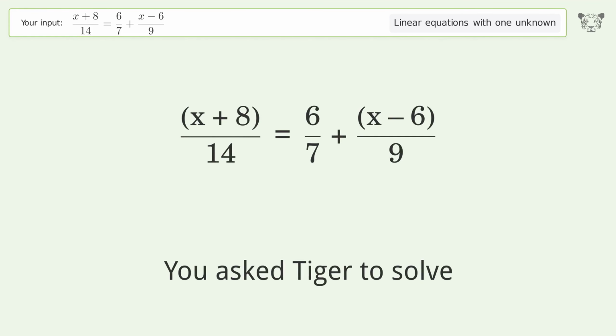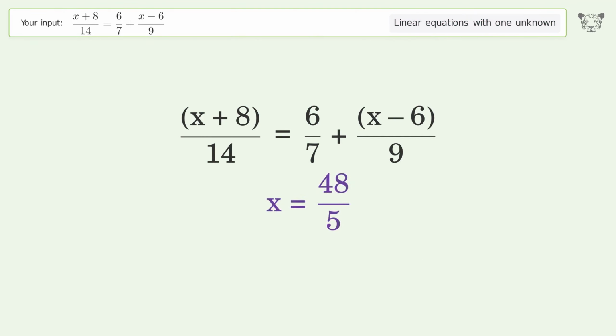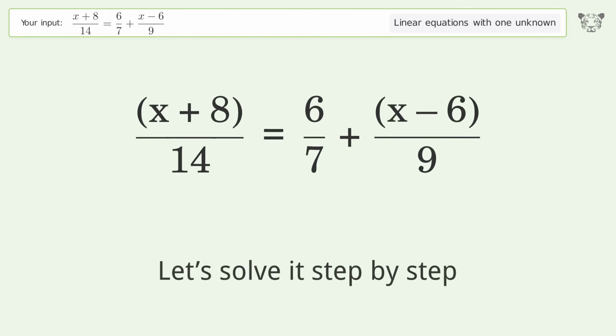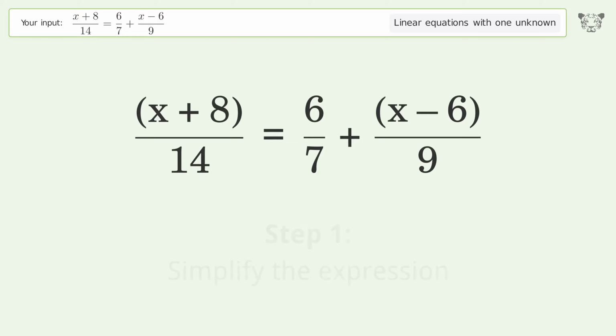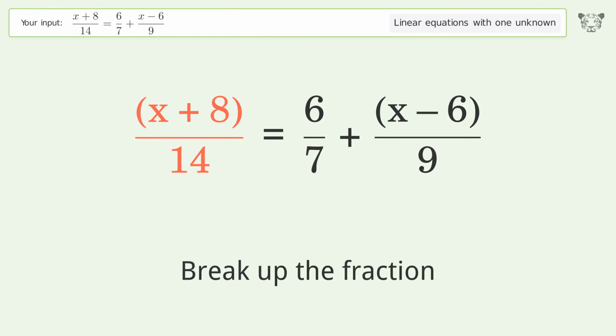You ask Tiger to solve. This deals with linear equations with one unknown. The final result is x equals 48/5. Let's solve it step by step. Simplify the expression. Break up the fraction.